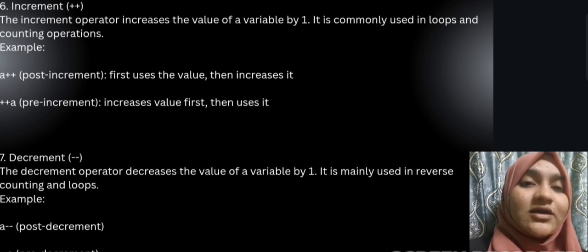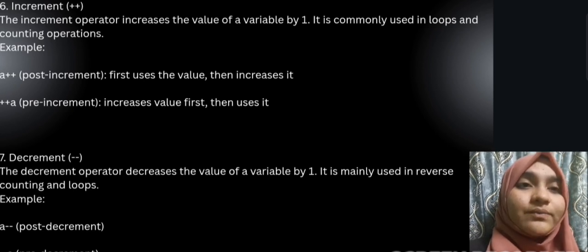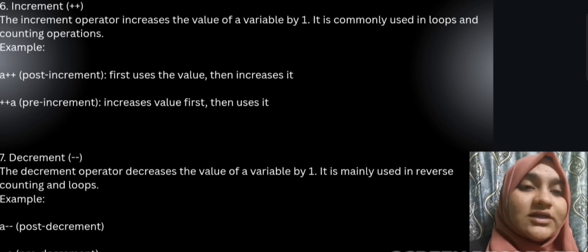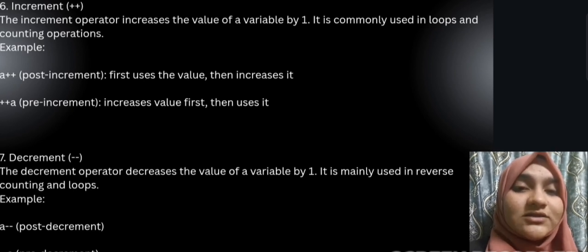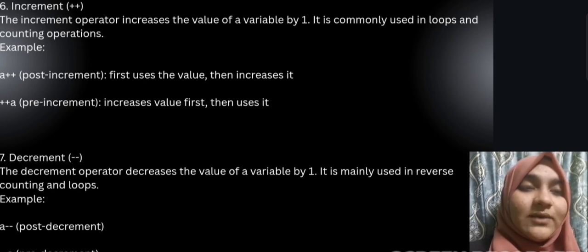Then the decrement. It is the same as the increment, but it reduces the variable by 1. The decrement operator decreases the value of a variable by 1. It is mainly used in reverse counting and loops. Example: a minus minus means post-decrement, minus minus a means pre-decrement.